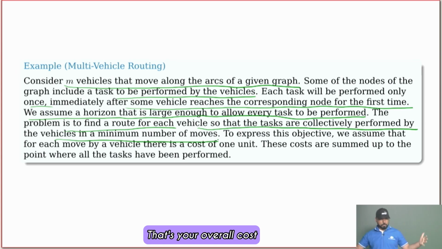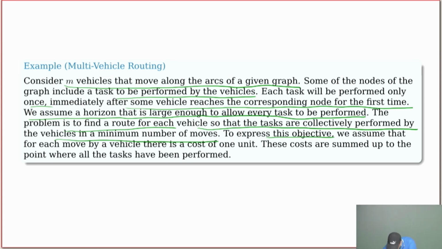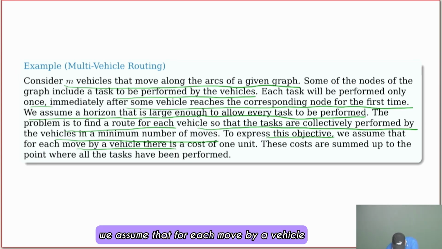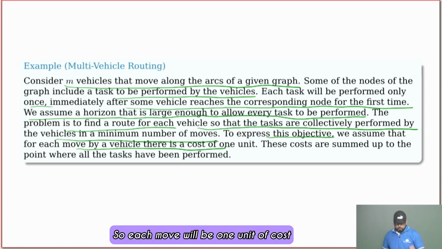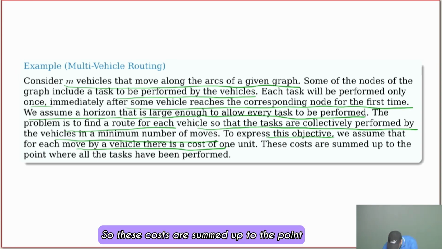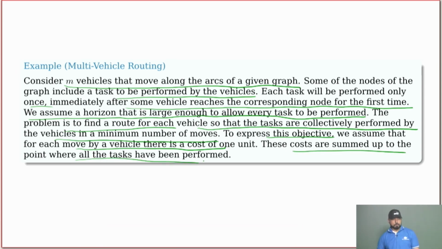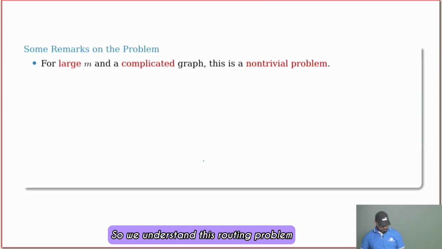That's your overall cost. So to express this objective, we assume that for each move by a vehicle, there is a cost of 1 unit. So each move will be 1 unit of cost. So these costs are summed up to the point where all the tasks have been performed. So we understand this routing problem.